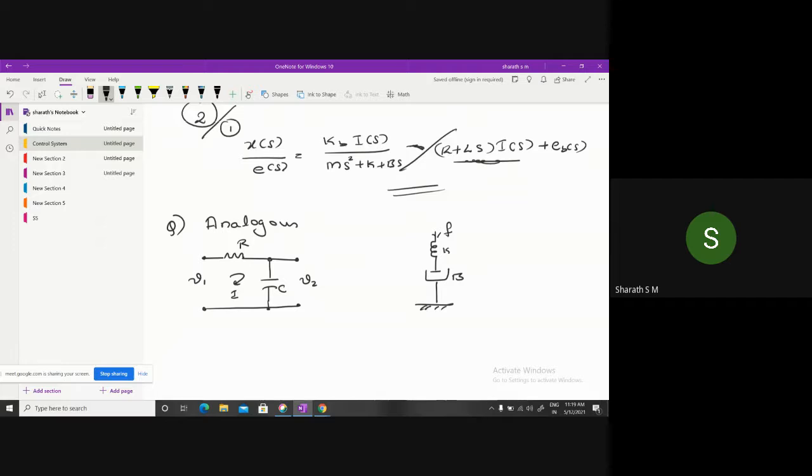So what are these two systems? We have an electrical system as well as a mechanical system. So we need to find out the transfer function of both, and then we need to compare both the transfer functions; they should be equivalent. Then we can conclude that they are analogous to each other, or else it is not analogous to each other.